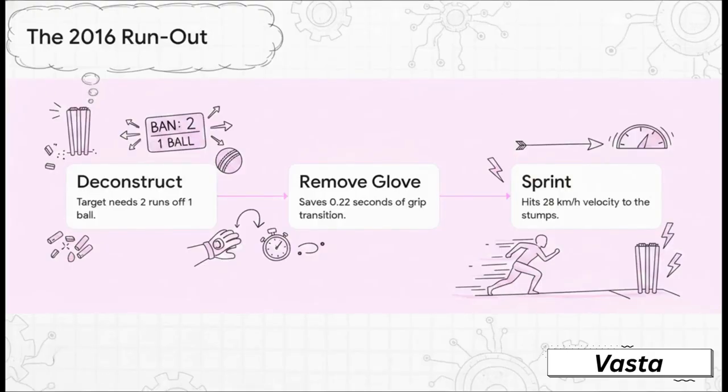This hardware optimization was on full display during that legendary 2016 T20 World Cup match against Bangladesh. Remember that? Bangladesh needed 2 runs off 1 ball. A throw from the outfield might miss. So Dhoni initiates this 3-step logic gate. First, target deconstruction. Second, glove removal. This is basically a real-time software patch that sensor data shows saves exactly 0.22 seconds of grip to release transition time. And third, when the batsman misses, sprint. Dhoni hits a velocity of 28 kilometers per hour to run the batsman out himself. Pure, calculated logic completely overriding standard cricketing instinct.